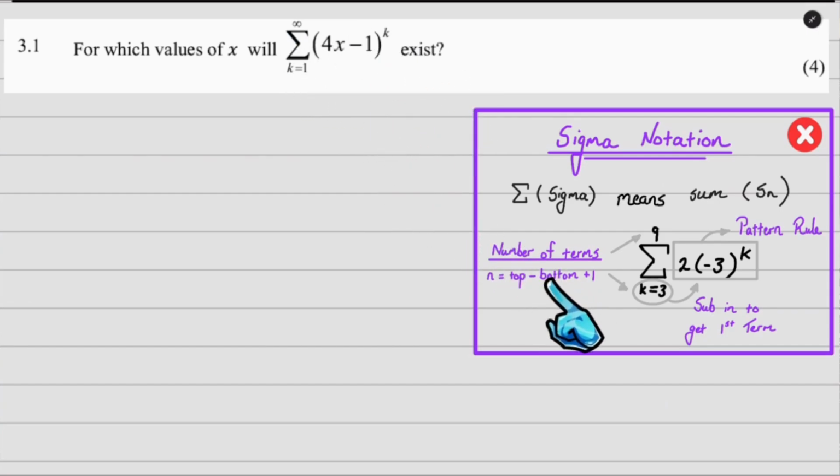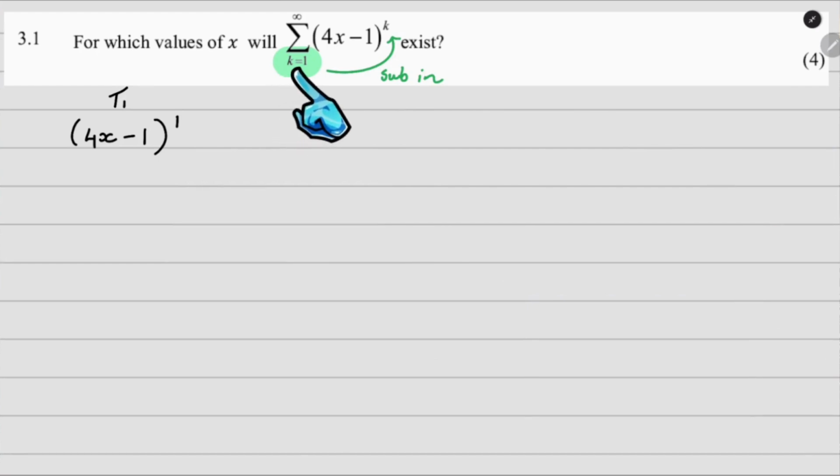So I can't really get the number of terms, but I have the pattern rule. So I'm going to sub this bottom number in to get my first term, and then I increase it by 1 and I get my second term, and I'm going to increase it by 2 to get my third term. So let me show you how to do that. So I just grab this bottom number and I put it in this variable's place, k. So I swap k with 1 and there's term 1. Now anything to the power of 1 doesn't change, so I can essentially get rid of this 1.